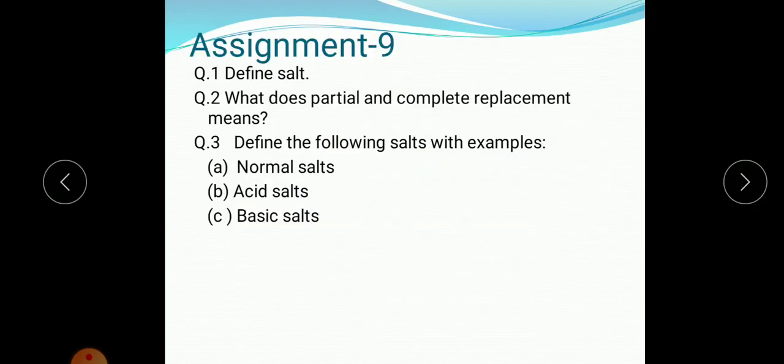Next, today's assignment number 9. Question number 1, define salt. Question number 2, what do partial and complete replacement mean? Explain with the help of chemical equations. And question number 3, define the following salts with examples: normal salts, acid salts, and basic salts. So complete this assignment and send it to my mail.